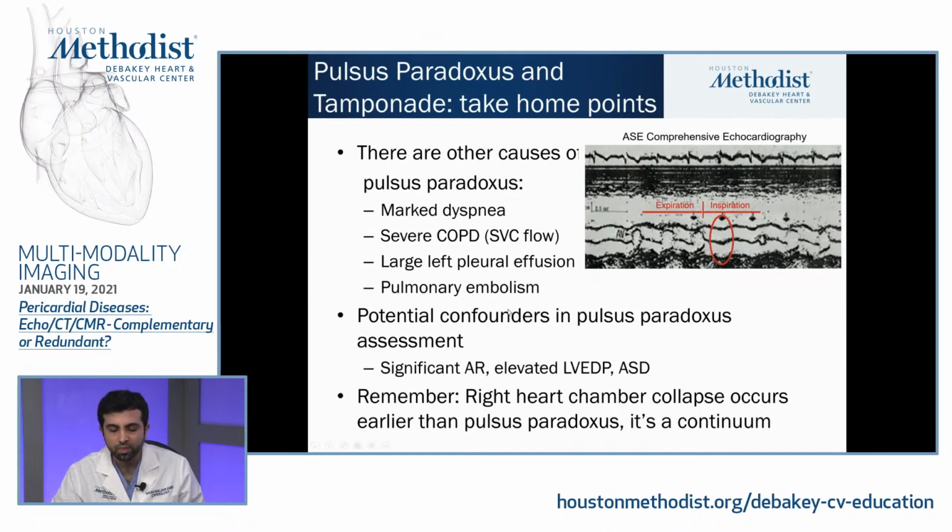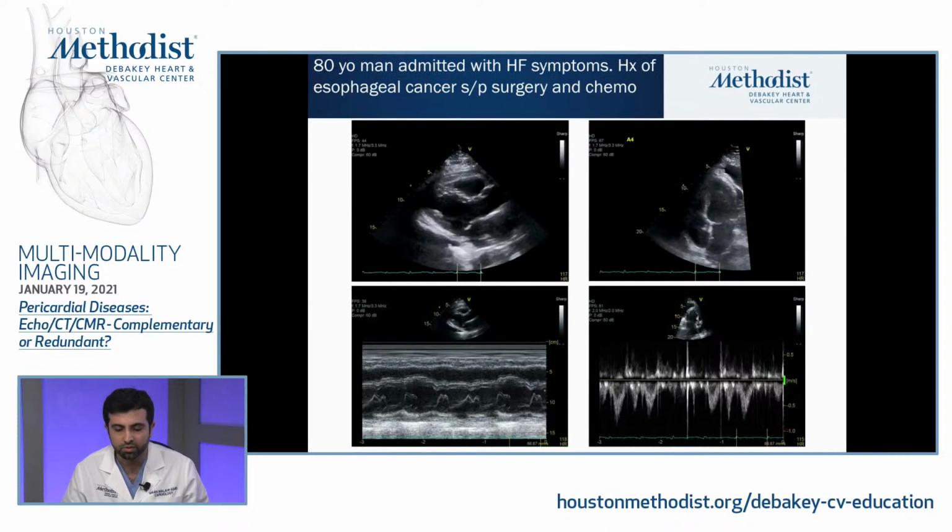The confounders in pulsus paradoxus: if you have anything that can cause elevation of LV filling pressure, let's say the patient has underlying LV diastolic dysfunction or significant AR, that may attenuate your assessment of pulsus paradoxus. But the critical thing to remember is that this is all a continuum. Now let's talk about this patient.